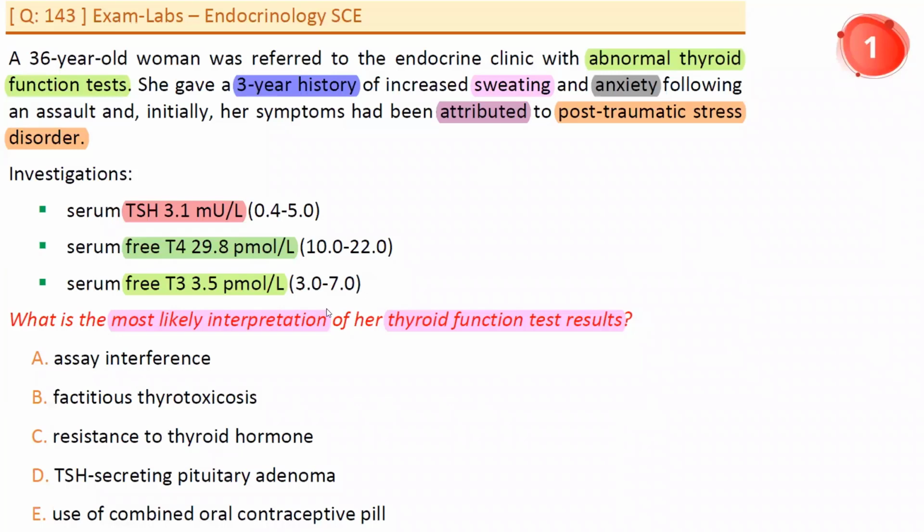Actually, in this situation, if we see only one thyroid function test abnormal in a person with no thyroid symptoms or signs, as I mentioned, sweating and anxiety may be due to any other cause. And if it were due to hyperthyroidism, a duration of a 3-year history is very long. So we should put assay interference in our mind.